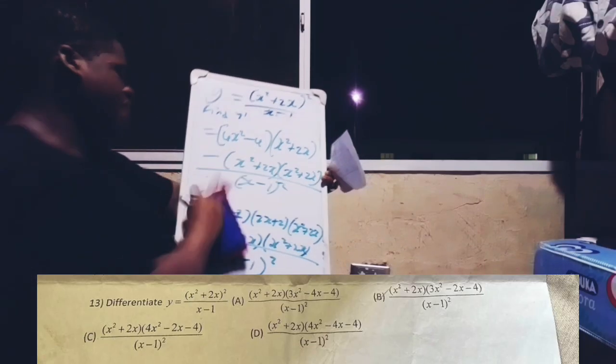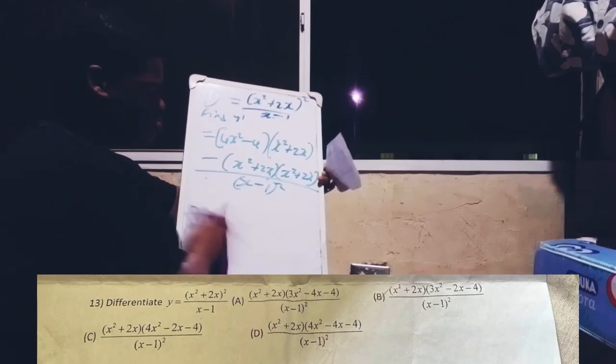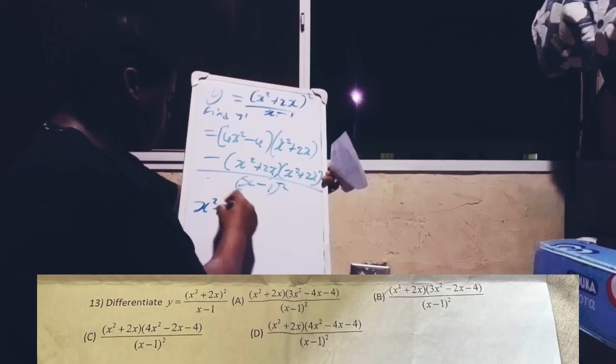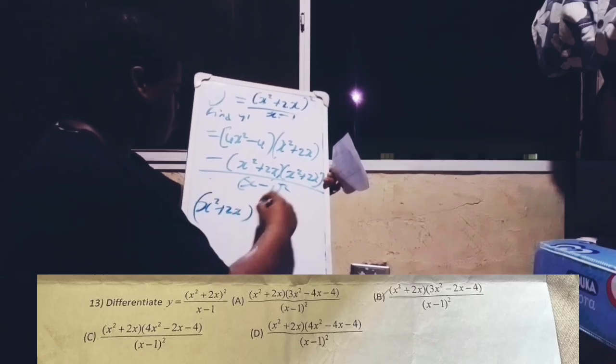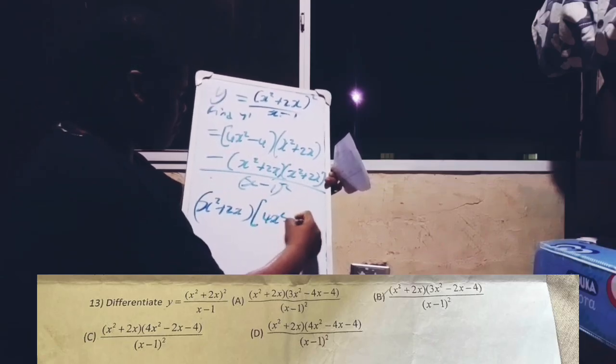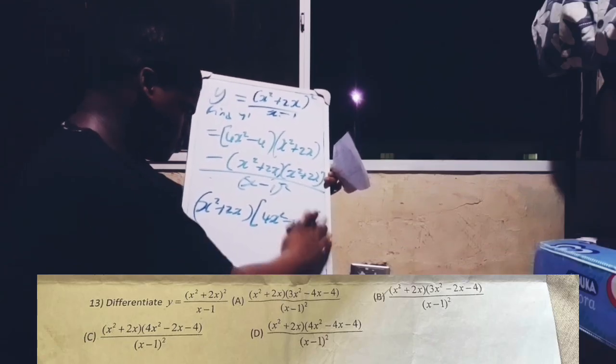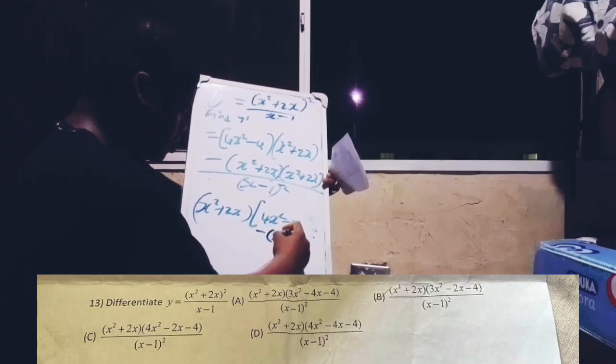Now as you can see, we can factor out x squared plus 2x from the numerator. So let's factor out x squared plus 2x from the numerator. You have (x squared plus 2x) times (4x squared minus 4 minus (x squared plus 2x)).